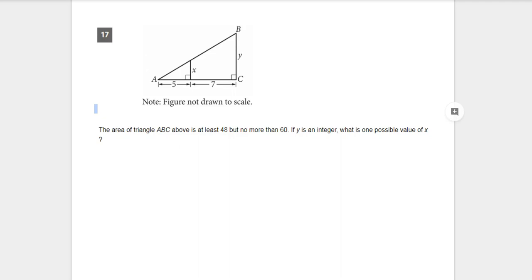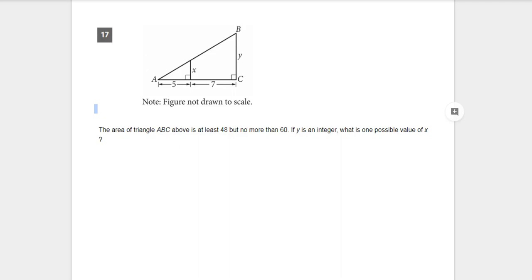All right, last one on the no calculator, free response, number 17. I get excited when I see geometry because I teach geometry 3 blocks out of the day, and there aren't very many geometry problems on the SAT, so I kind of get excited when I see one.